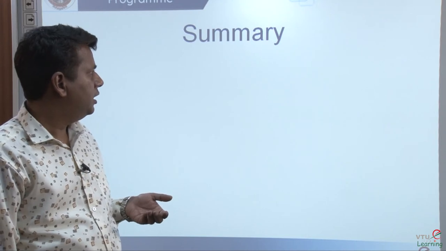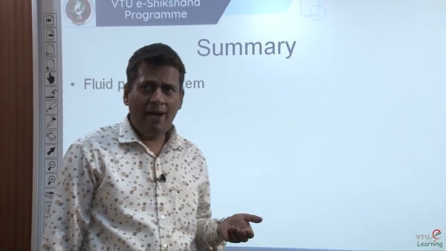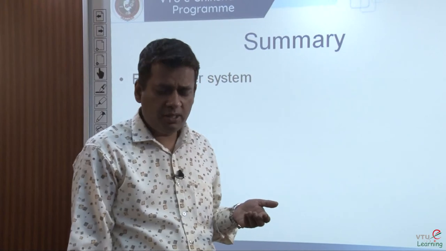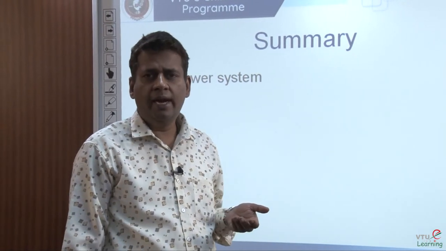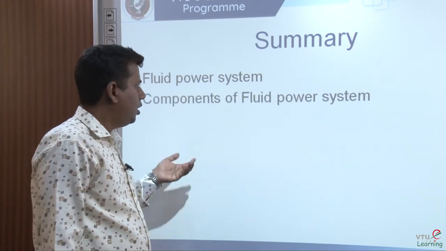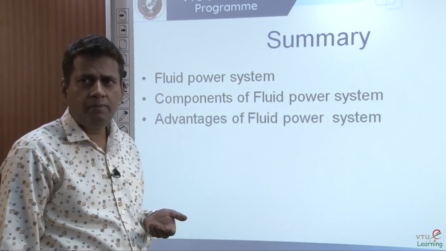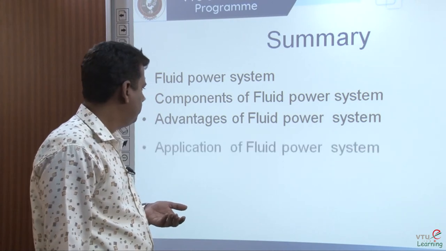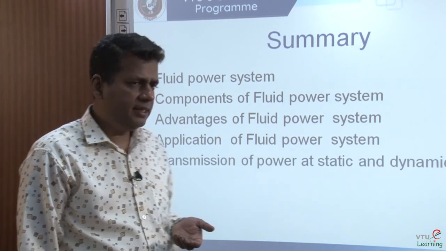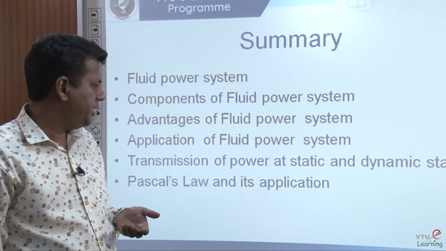Now, looking at the end, we do know the summary of this Pascal's law. Before going to that, we came to know about fluid power systems. What are the different types of fluid power system? That is the hydraulic system, and the second one is the pneumatic system. Components of fluid power system. Advantages of fluid power system. Applications of fluid power system. We have studied all these things. Transmission of power in static and dynamic states using Pascal's law. Pascal's law and its application.